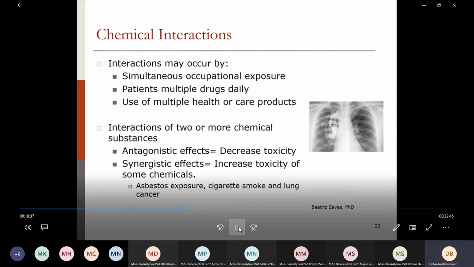When we talk about synergistic effects, we talk about an increase in toxicity of some chemicals. A typical example of that would be the interaction between asbestos and cigarette smoke. If an employee works with asbestos, or if you work in an area where there is an old building with still asbestos in the walls, and you also smoke, there's an increase in the chances of developing lung cancer. So a synergistic effect is clear between asbestos and cigarette, since it can increase the incidence of lung cancer.